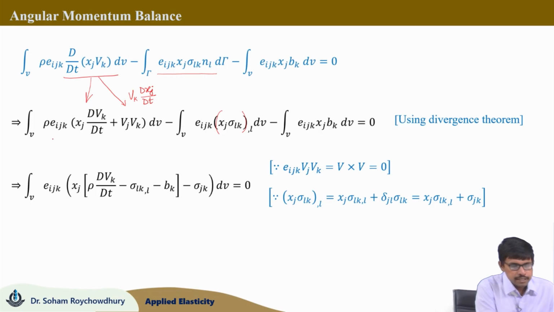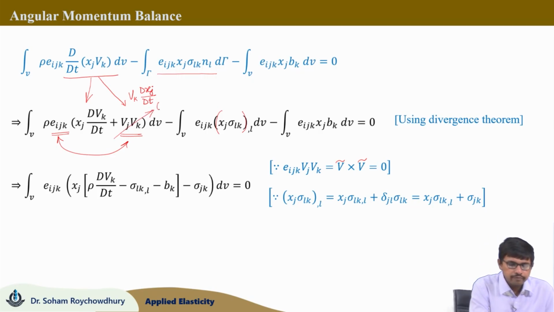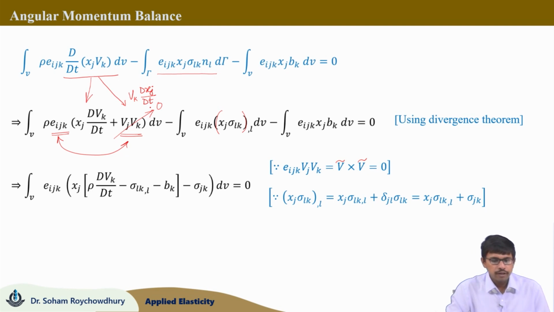So, consider this particular term, epsilon ε_ijk multiplied with v_j v_k. This is nothing but the cross product of the same vector v, v cross v. The cross product of the same vector v is simply 0, and thus this term is not going to have any contribution. So, the first term remains as it is, that is ε_ijk x_j ρ dv_k/dt.